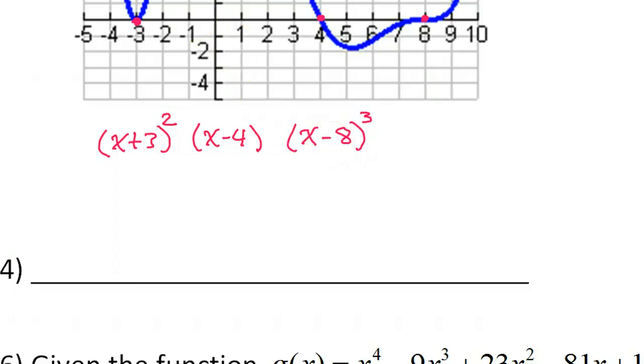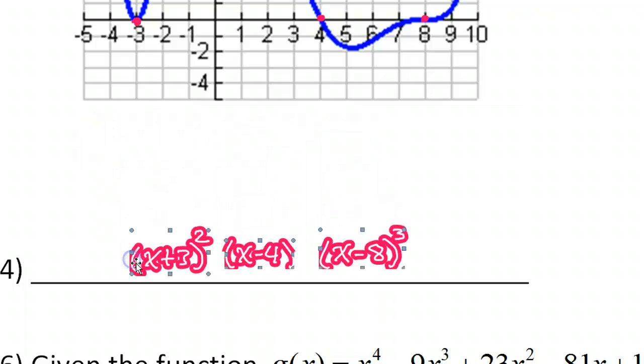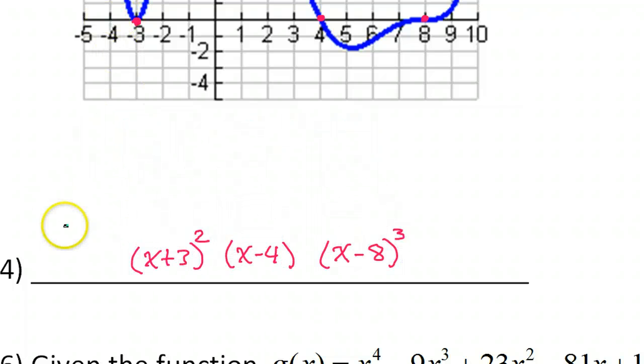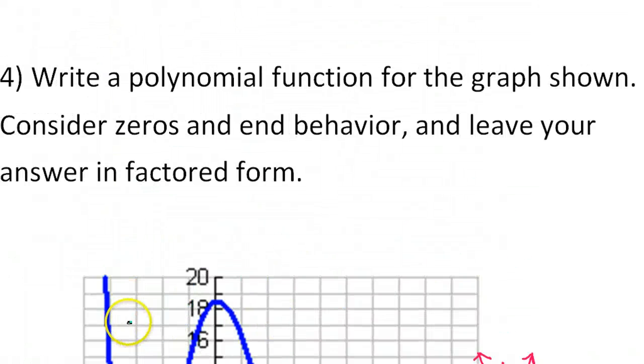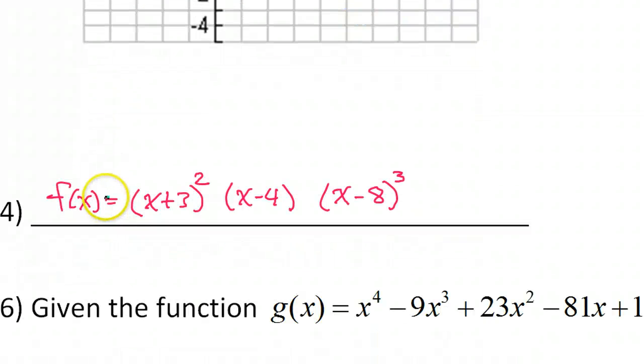Alright, we're allowed to leave this in factored form, thank goodness, because that would be an ugly one to multiply out. So we can just put this on the answer line and we're done. F of x equals... Or did they give us a letter? No. So that's the answer for number 4.